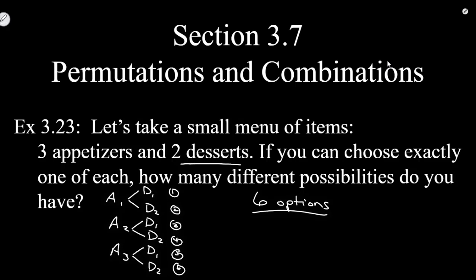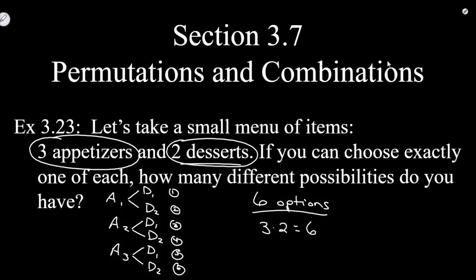What it says is, if you have a certain number of options for one choice and a certain number of options for another choice, all you would have to do is multiply those 2 sets of options together. In our case, that would be 3 times 2, and that would give us the 6 as well. So we're going to see that on the next slide as we look at this rule.